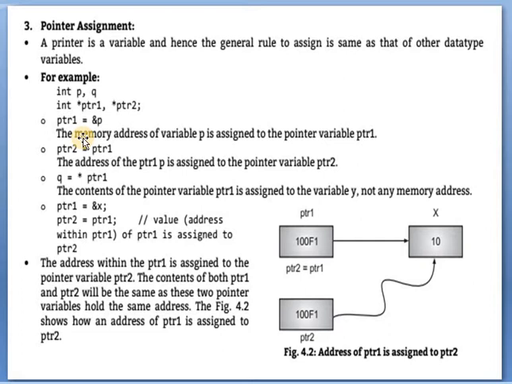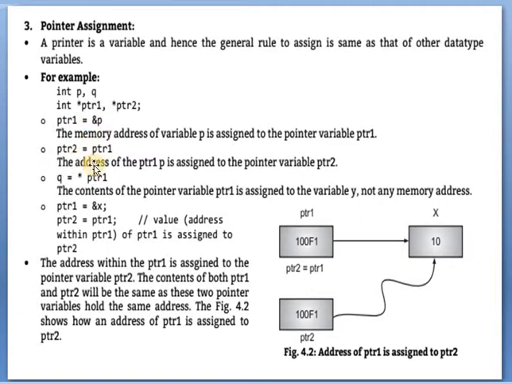Now how to assign a value to the pointer variable? See here, ptr1 = &p. Now what is meant by it? & is the address operator, so ptr1 equals address of p. Now see here, p is the variable and it has some memory location to store the value. This address is going to be stored into ptr1. The memory address of variable p is assigned to the pointer variable ptr1. Now what is the content of this ptr1? It is the address of variable p.